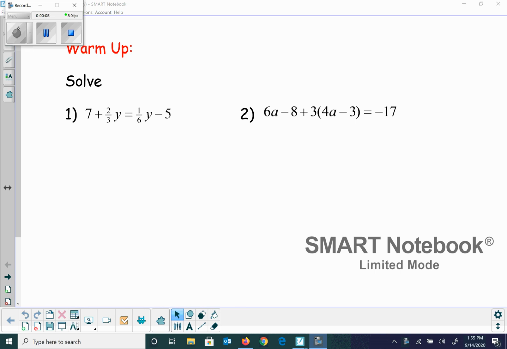So let's go through a couple of these problems. Why don't you get a start on these, see if you can start getting a head start on it.